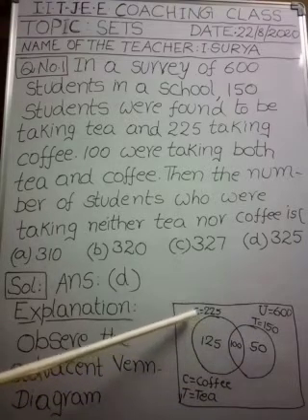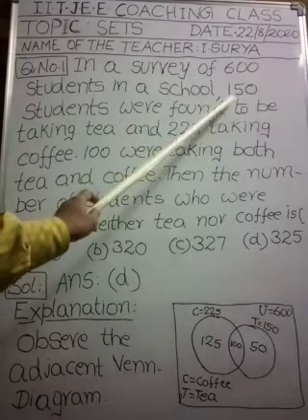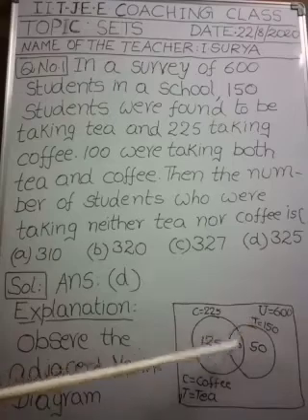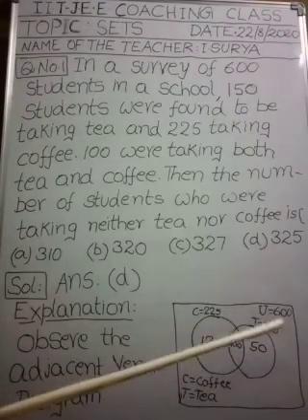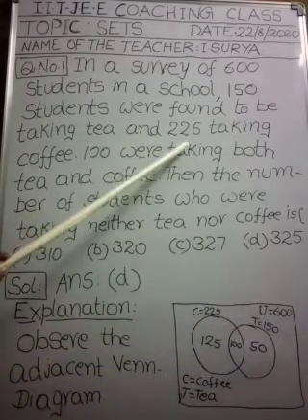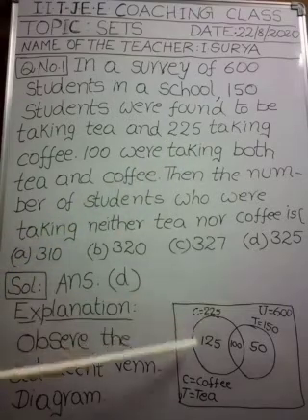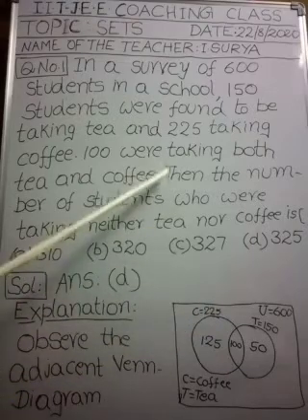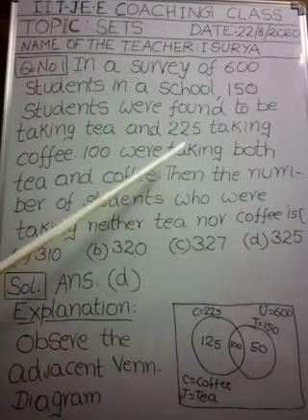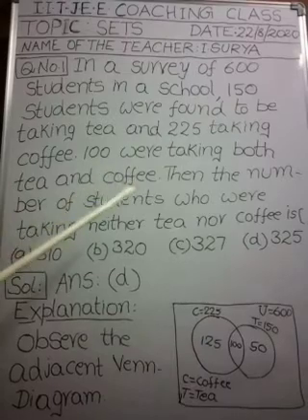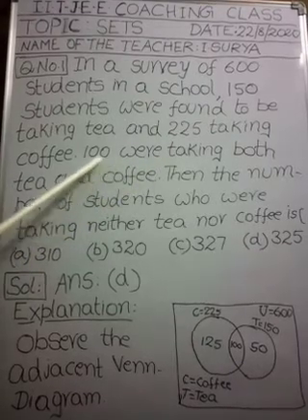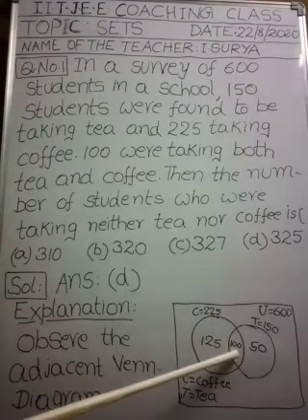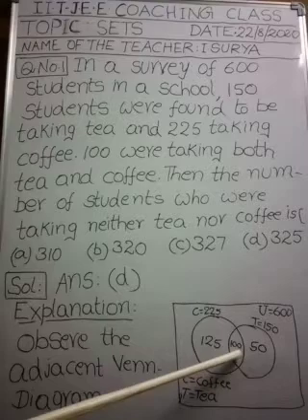So how many students are taking tea? 150 students. So T is equal to 150. In this circle, the total number of students is 150. How many students are taking coffee? 225. In this whole circle, there should be 225 students. And what is given? 100 students are taking both tea and coffee. So I have written that number.